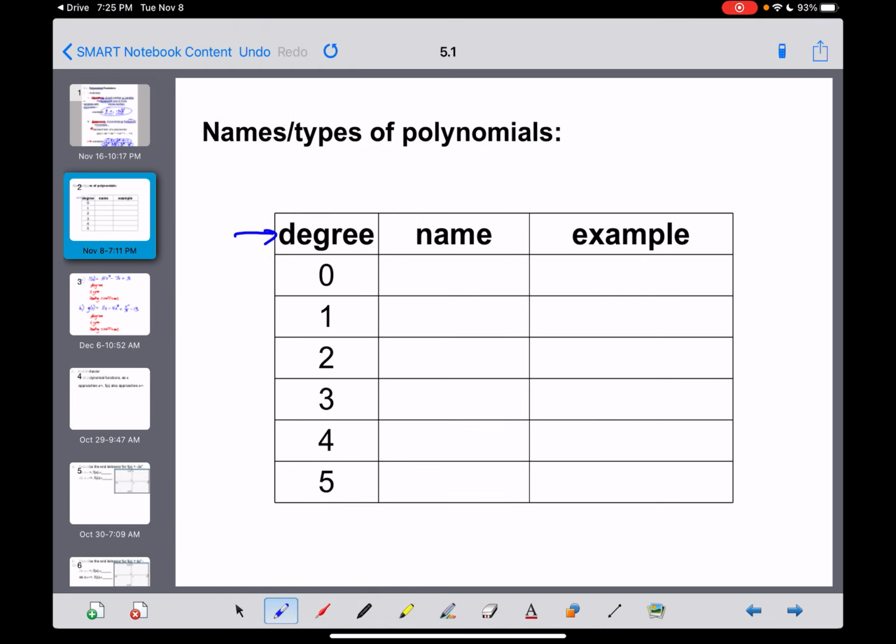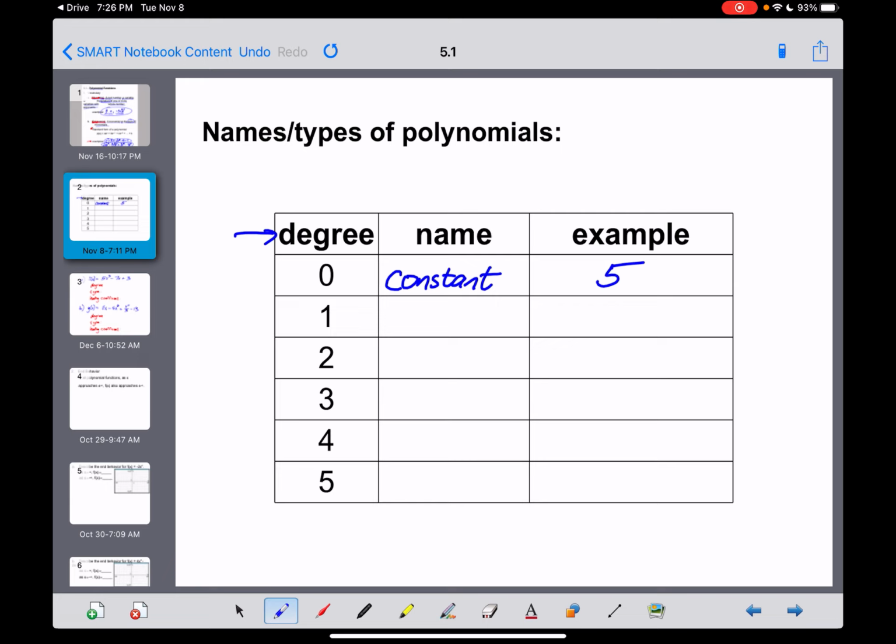Degree means the highest exponent that you're going to see on a variable. I'll show you what that means in a second. So here you go. A 0 degree polynomial means it has no variables at all. That is basically what we call a constant. So an example of a constant, 5. There you go. It has no variables to it at all. So that's a really lame example of a polynomial.